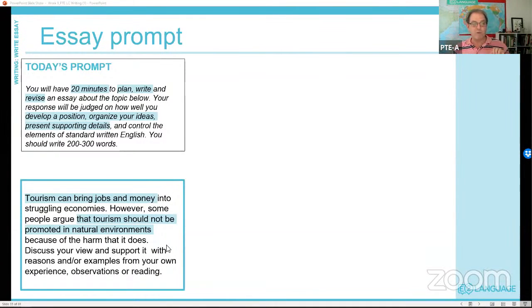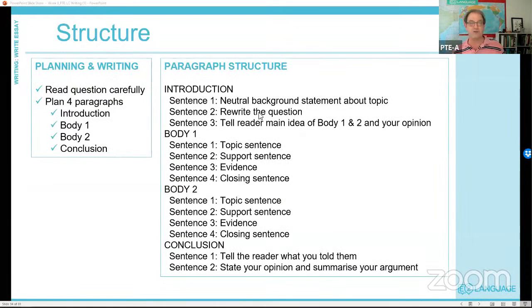Body paragraph 1 will be money is good. Body paragraph 2 is tourism brings destruction to areas. So we've got 2 contrasting ideas, one for body paragraph 1, one for body paragraph 2. You're going to decide which side you're on, state it in the introduction and restate it in the conclusion. You are going to memorize this by the time you write your essays with E2 language.